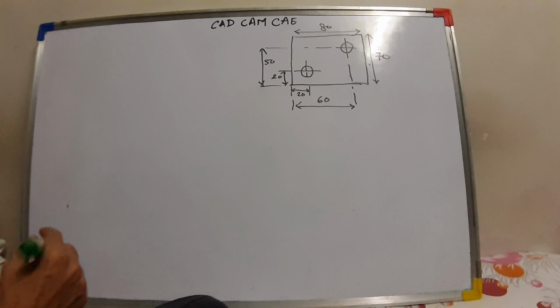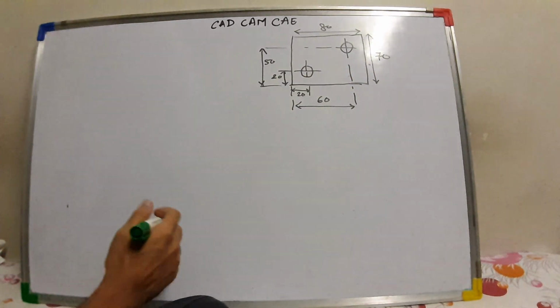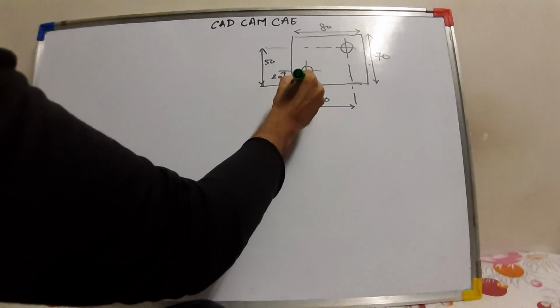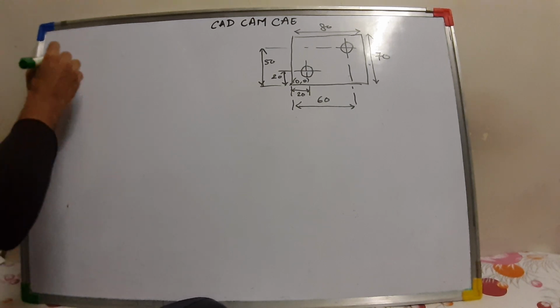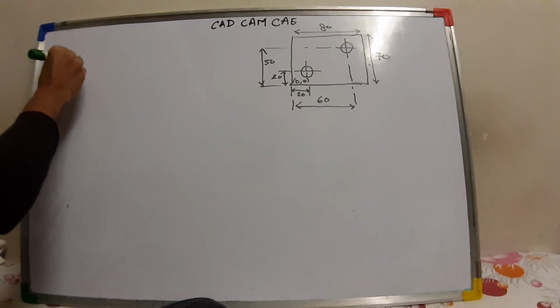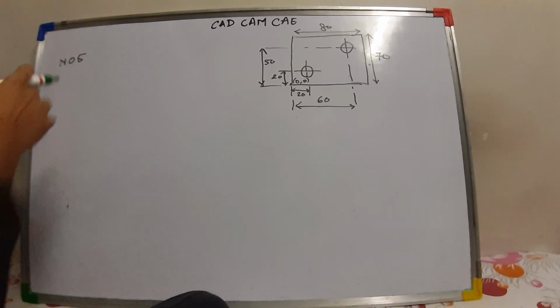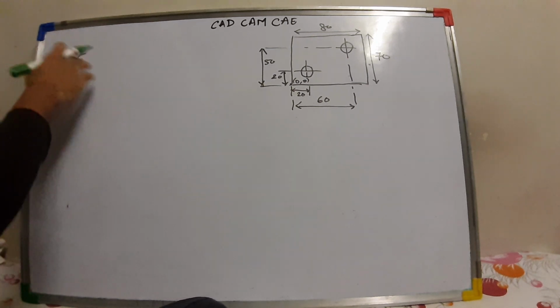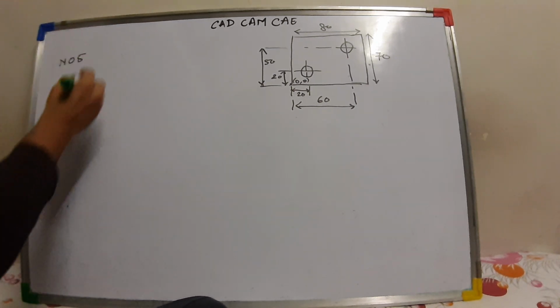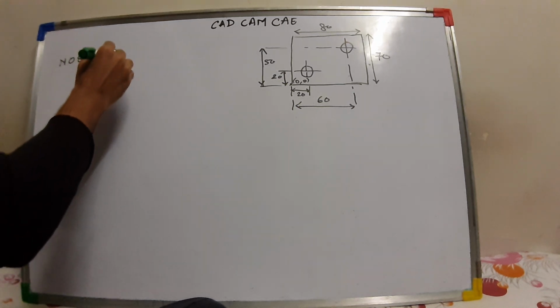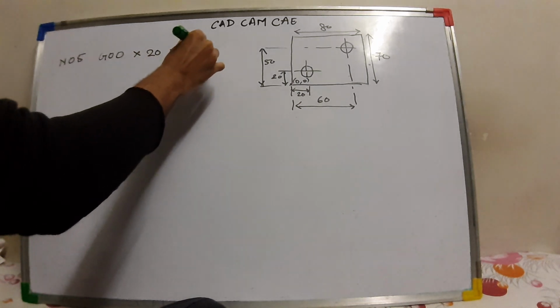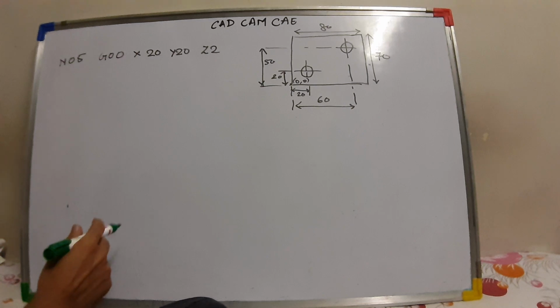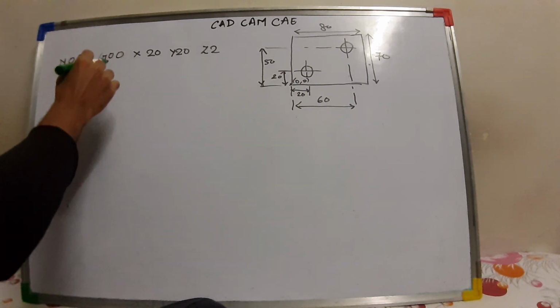So here what we are supposed to do is we are supposed to drill 2 holes. Okay, so this is the initial position 0, 0. All right, so now starting with the first line of program, N05. Okay, you can take any N10, N50, N01, anything. So here I have taken N05, G00, X20, Y20, and Z2. So now what is happening here is G00, again you know, that is rapid positioning.